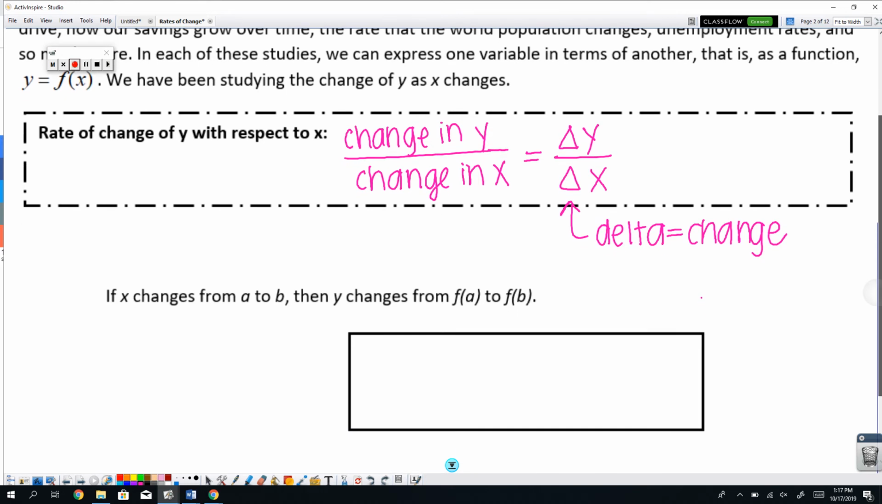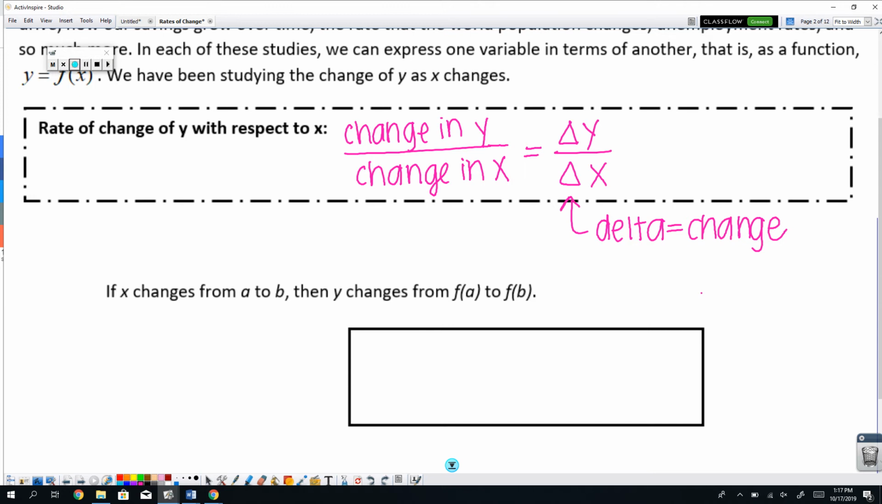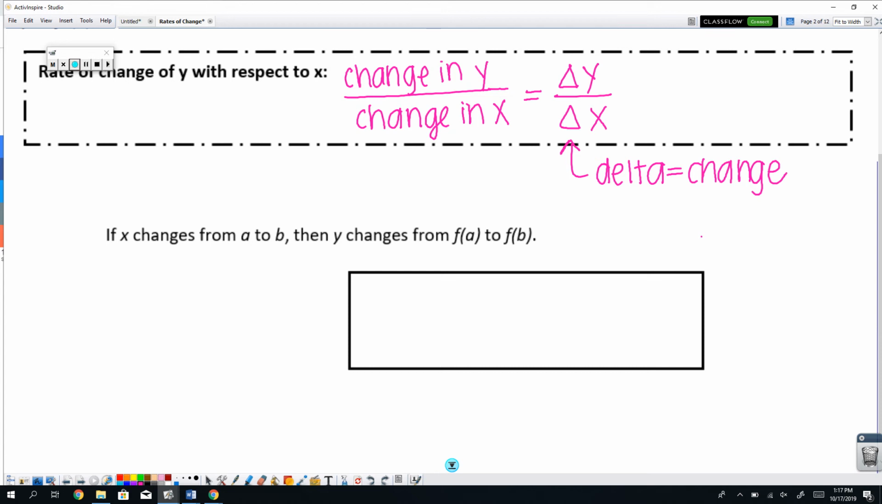Okay? And it says if x changes from a to b, then y changes from f of a to f of b. So instead of what we wrote above, our change in y and our change in x actually look a little more like this. So it's going to go f of b minus f of a over b minus a. Alright, so remember f of b is just the y value when you plug in b, and f of a is just the y value when you plug in a.